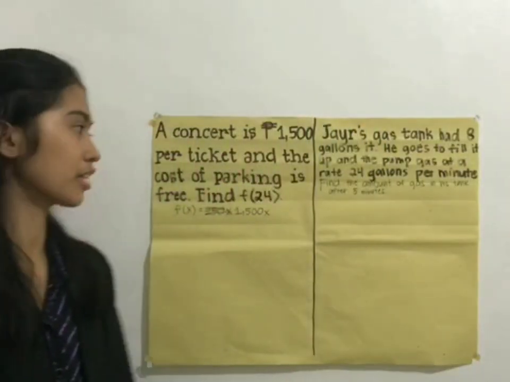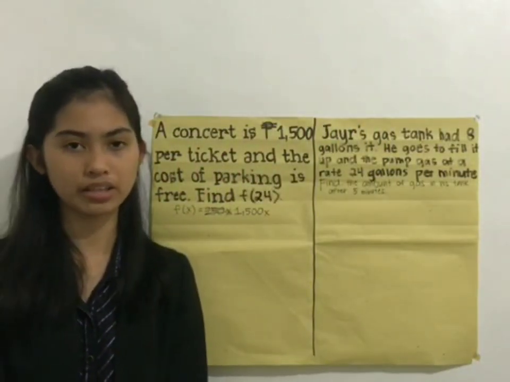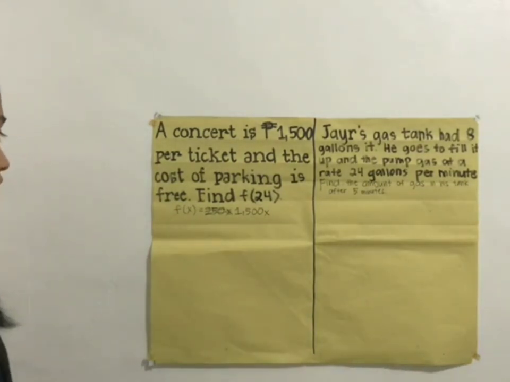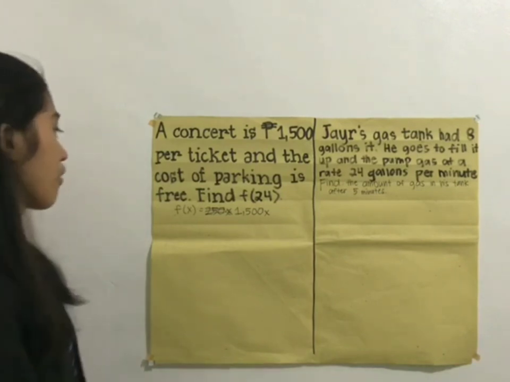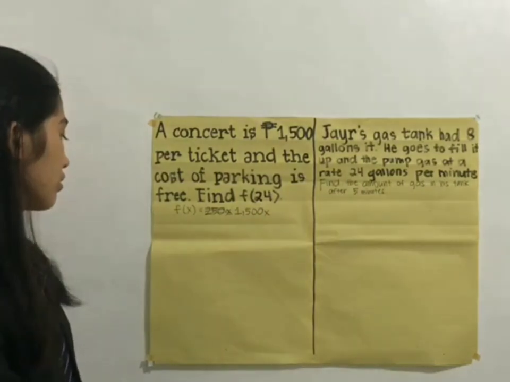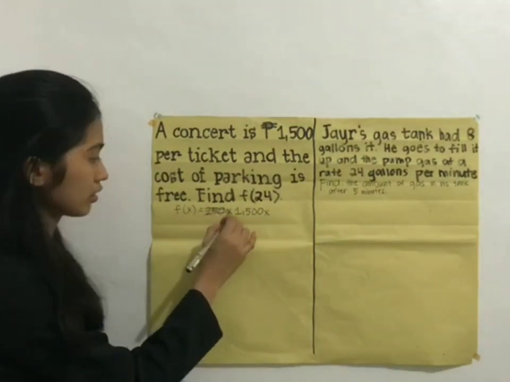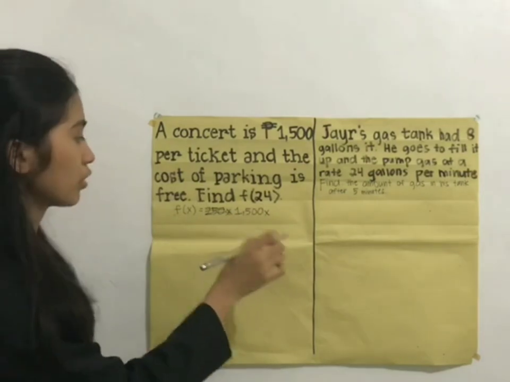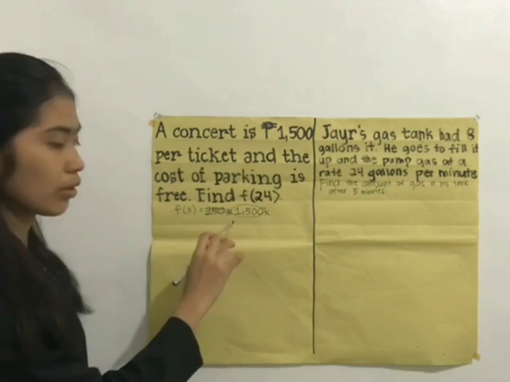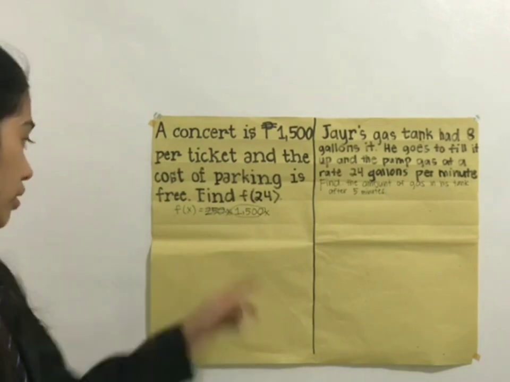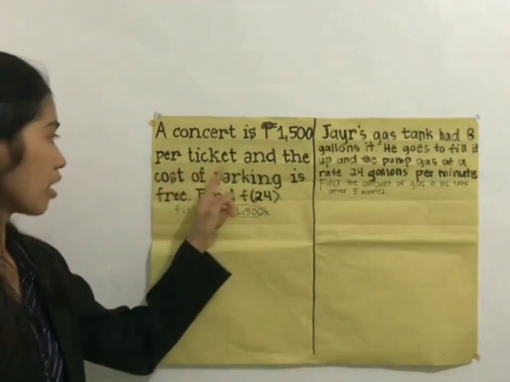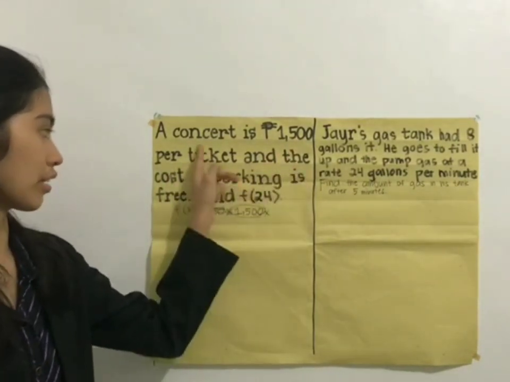So hello guys, here's another example of evaluating functions. A concert is 1,500 per ticket and the cost of parking is free. Find F(24). So we can express it by using F(x) equals 1,500x. So where did we get the 1,500x? We get the 1,500 from the cost per ticket at the concert.